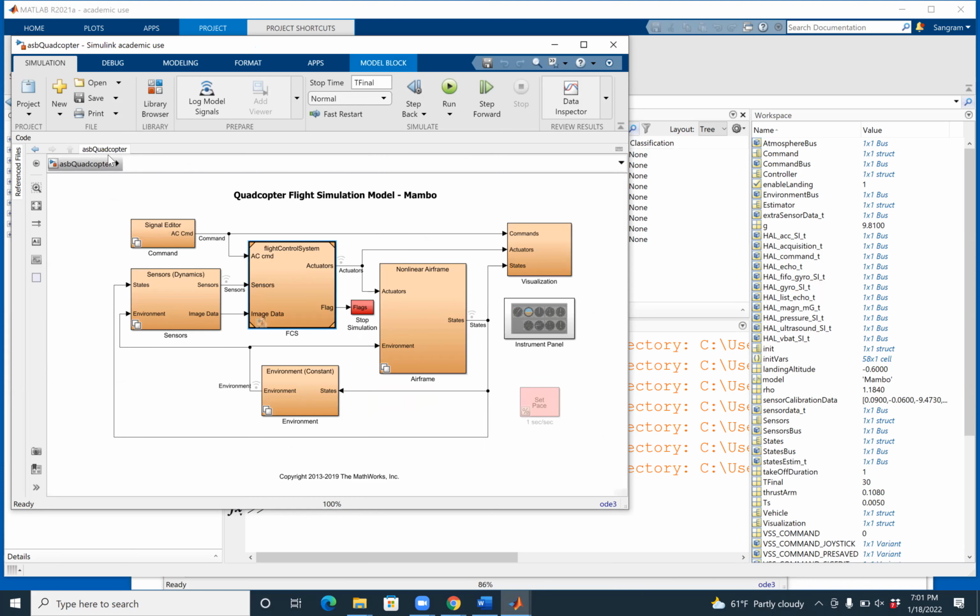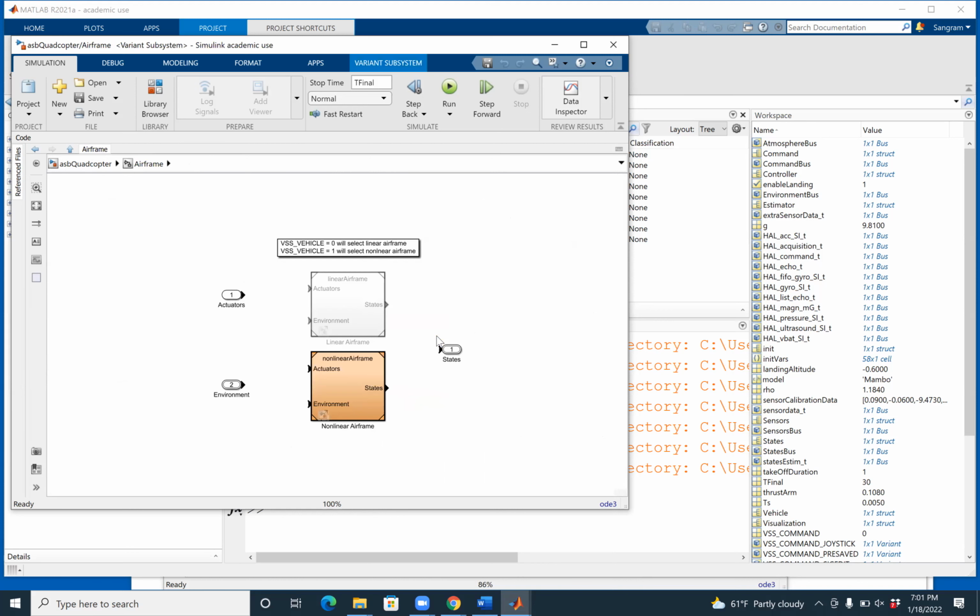And then later, what you can do is there are two types of airframes. One is a non-linear airframe, because Parrot Mambo is essentially a non-linear system. There's a non-linear airframe and there's a linear airframe. So you can change the airframe that you use, and you would see how good your simulation is, how good your simulation is matching with the actual performance.